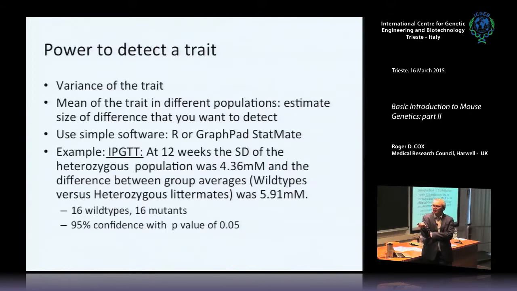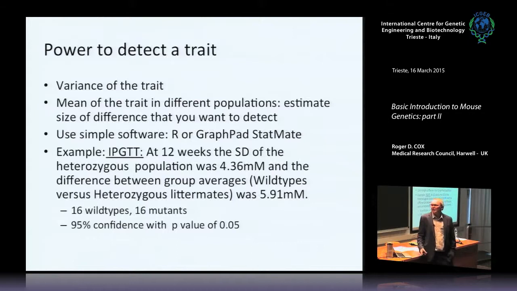So, for example, in this glucose tolerance test at 12 weeks, where the standard deviation was 4.36 millimolar, and the difference between the group averages, so wild types versus heterozygotes, that we wanted to detect was 5.9 millimolar. Using this sort of software, you can determine that you need 16 wild types and 16 mutants to have a 95% confidence with a p-value of 0.05 of being able to detect that sort of difference in your experiment.